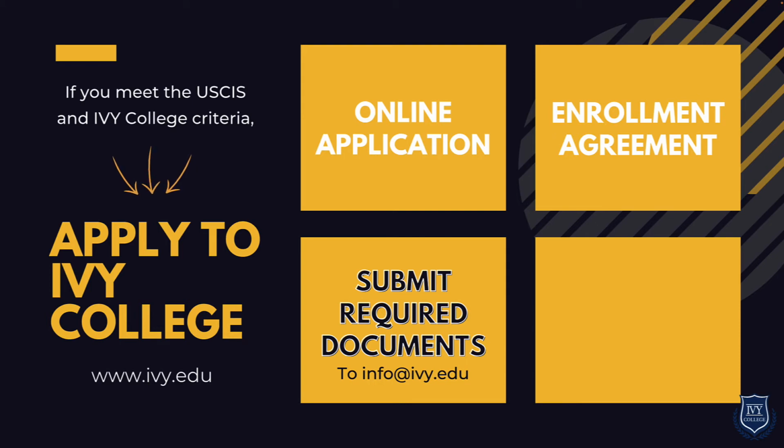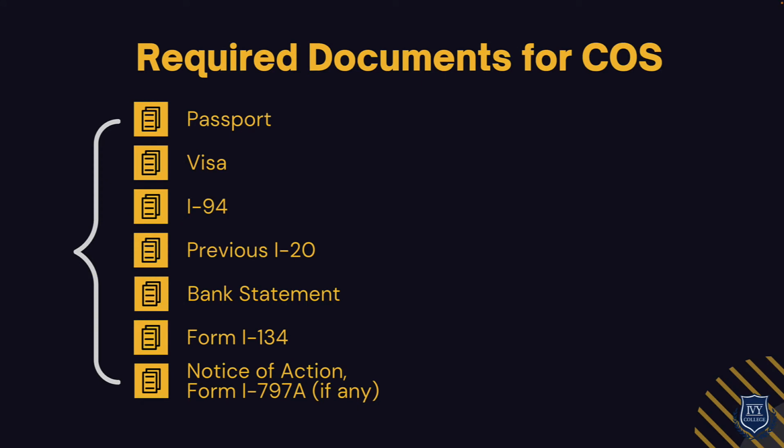Next, submit the following required documents to info@ivy.edu. Here is a list of required documents. A copy of your passport, visa, I-94, previous I-20, a bank statement, a Form I-134, so-called Declaration of Financial Support, and Notice of Action, so-called Form I-797A if you received any. If you have any dependents, please include their documents as well.